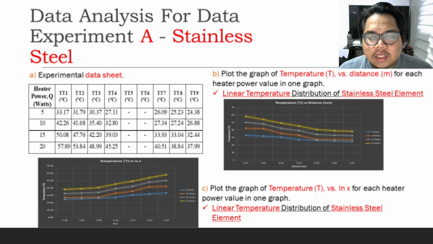This is the answer for experiment A. We use stainless steel. From this datasheet, we can plot the graph of temperature versus distance. This graph shows the linear distribution of stainless steel elements. And question C, plotting the graph of temperature versus ln x, shows the significant increase for every watt.